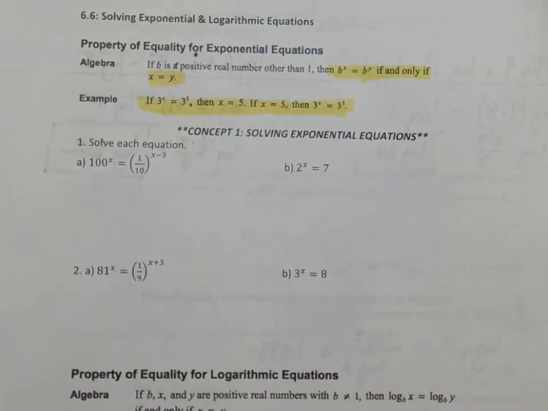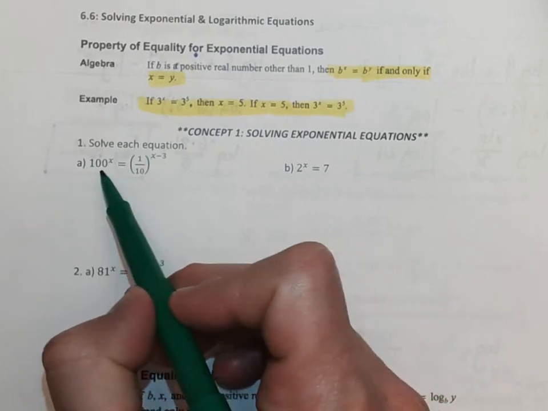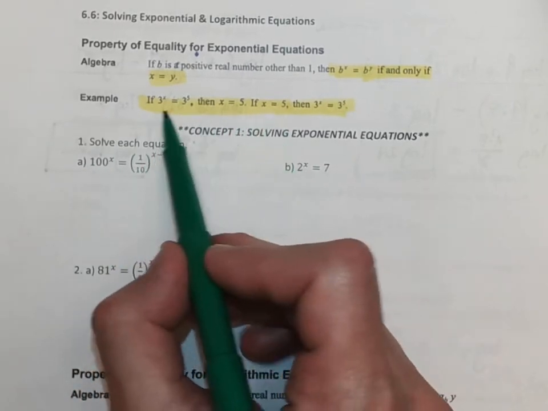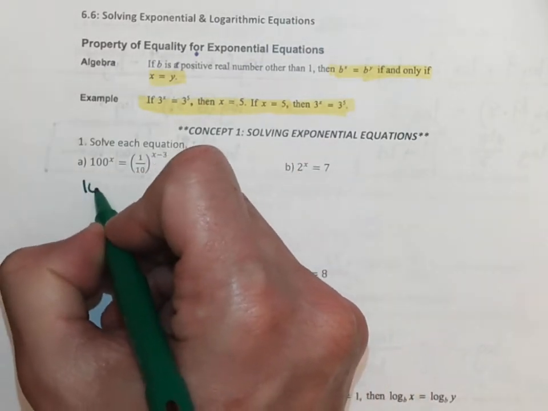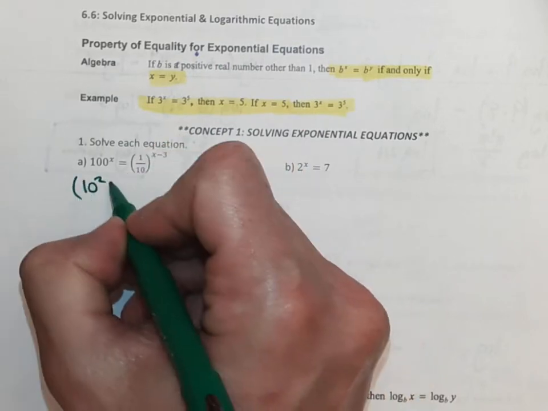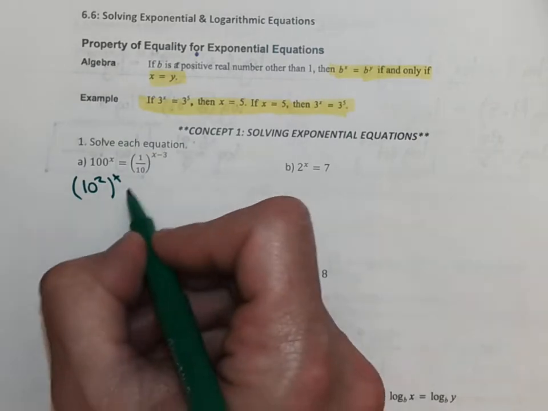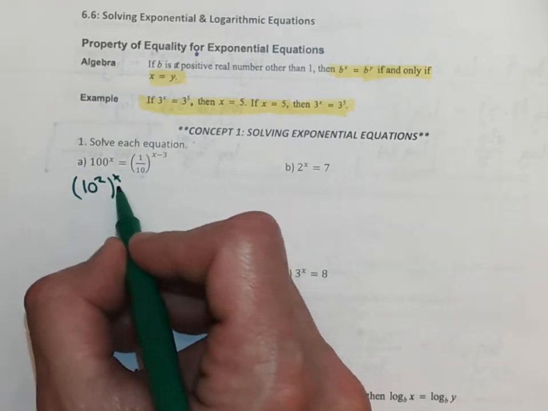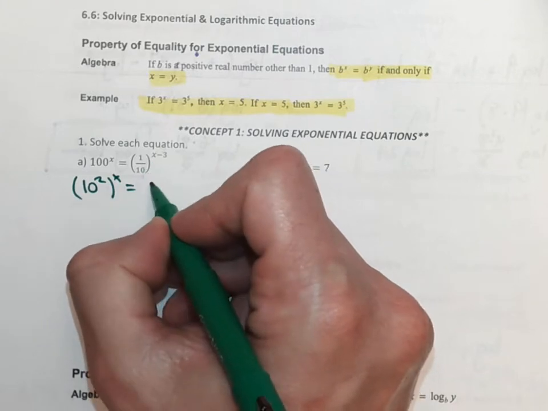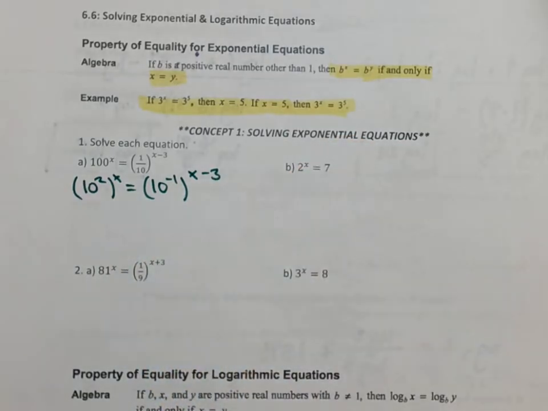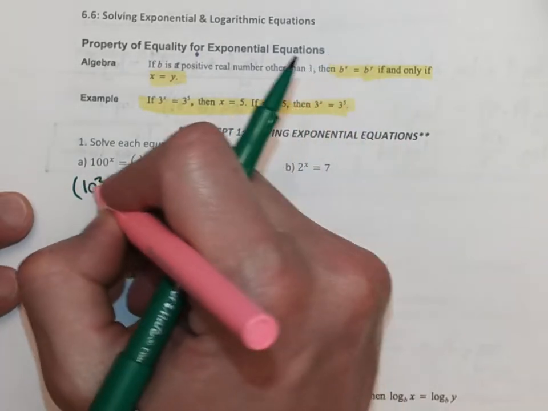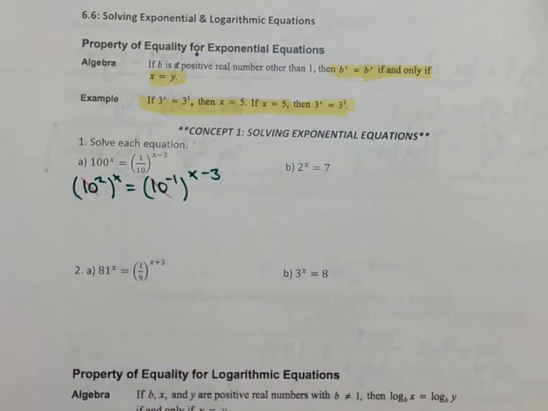We are going to go ahead and solve exponential equations. Number one, what I'm going to do is look for the same base. So 100 and 1/10, I can use 10. 10 squared is 100, and then I take that to the power of x. So that's 100 to the power of x, 10 squared to the power of x. That equals 1/10, which is 10 to the negative first power, to the power of x minus 3. Now essentially I can get rid of those bases of 10 and just solve for x.